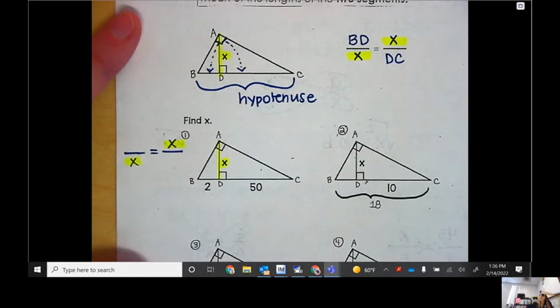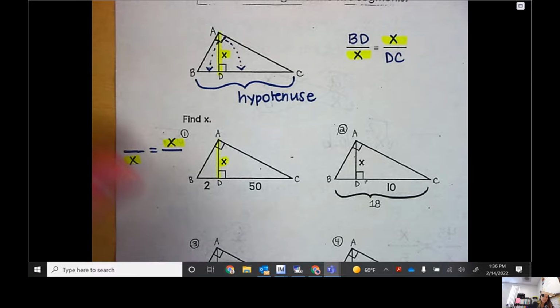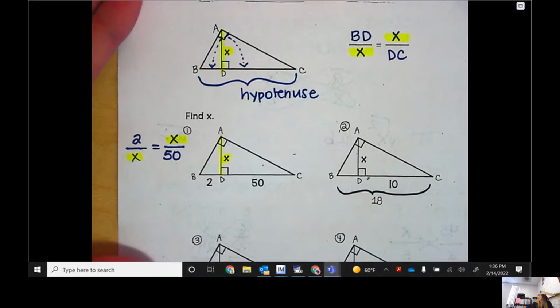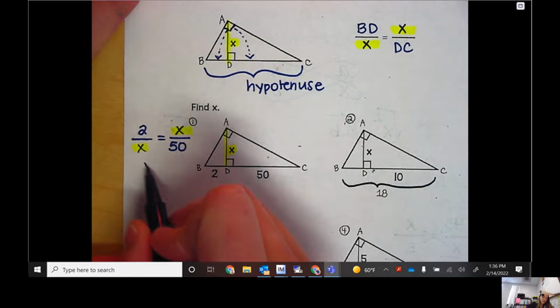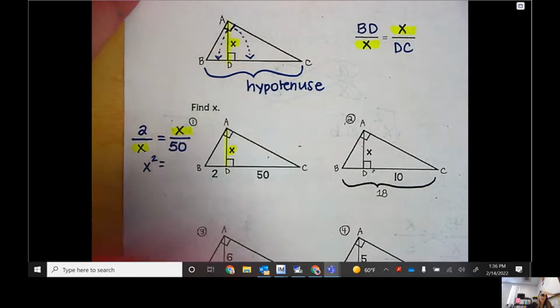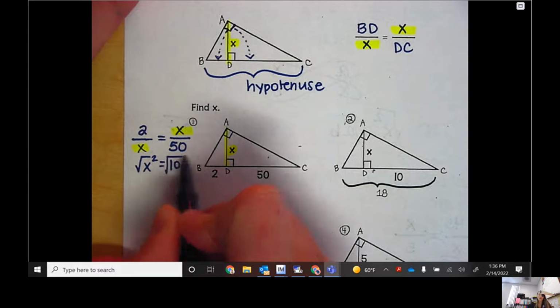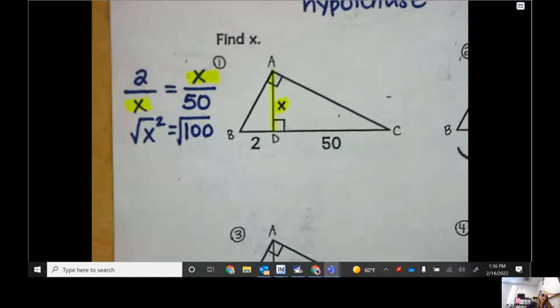The other two are the two segments that make up the hypotenuse. What are the two other segments? 2 and 50. It does not matter which one goes where because you're going to multiply them anyway. And then it's exactly the same as the front. Now we just cross multiply just like we did on the front side. So x times x gives me x squared. 2 times 50 gives me 100. Then if I take the square root of both sides, I get x equals 10. That's the whole thing.